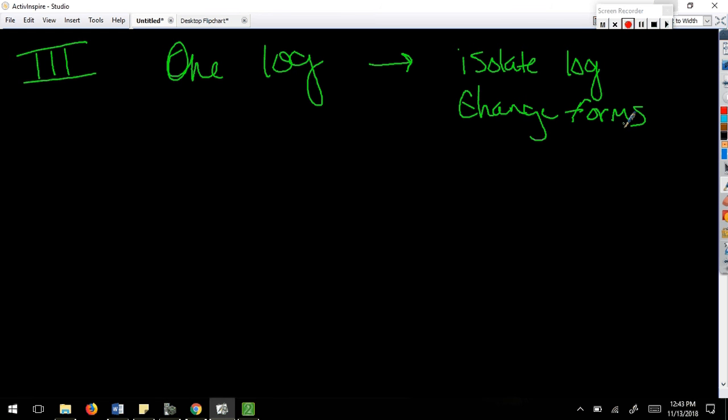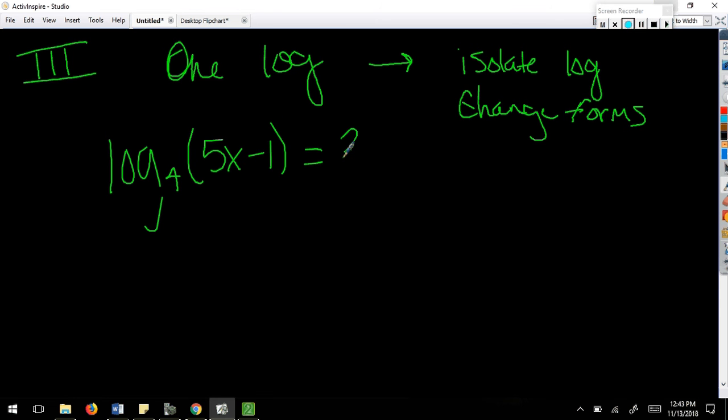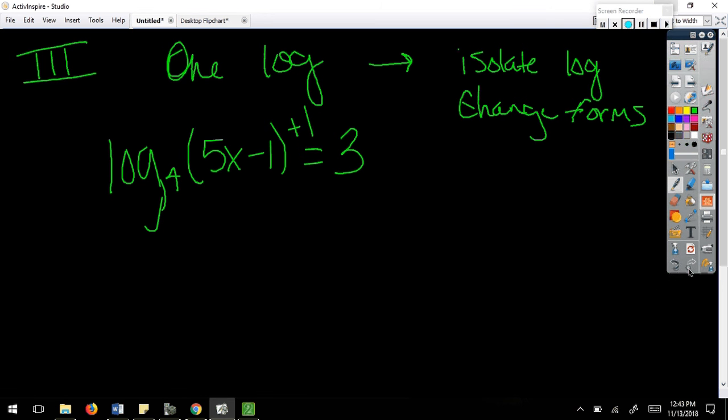All right, so for example, log base 4 of 5x minus 1 equals 3. Is the log isolated? Yes. What's in parentheses that follows the log, that's like the a part of the log. Okay, so that doesn't move. Now, if I had plus 1 out here, outside the parentheses, yeah, I need to take care of that first. But what's in parentheses there stays with the log.